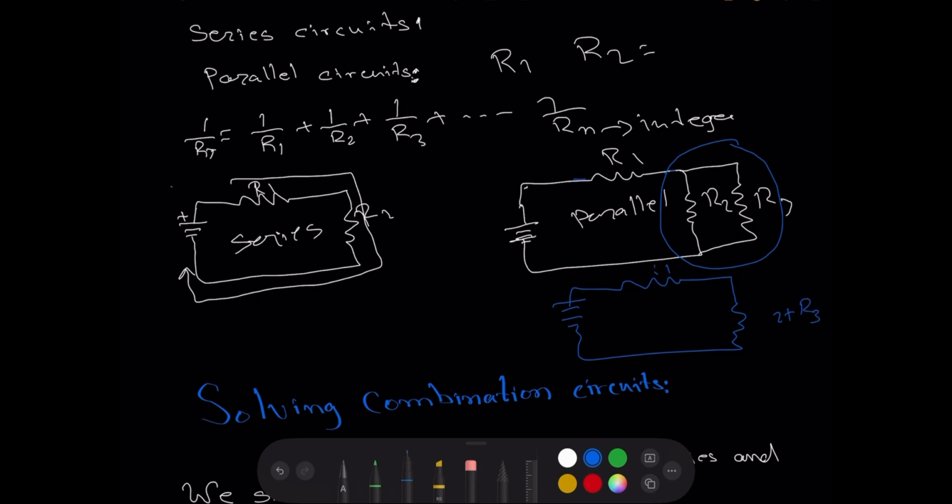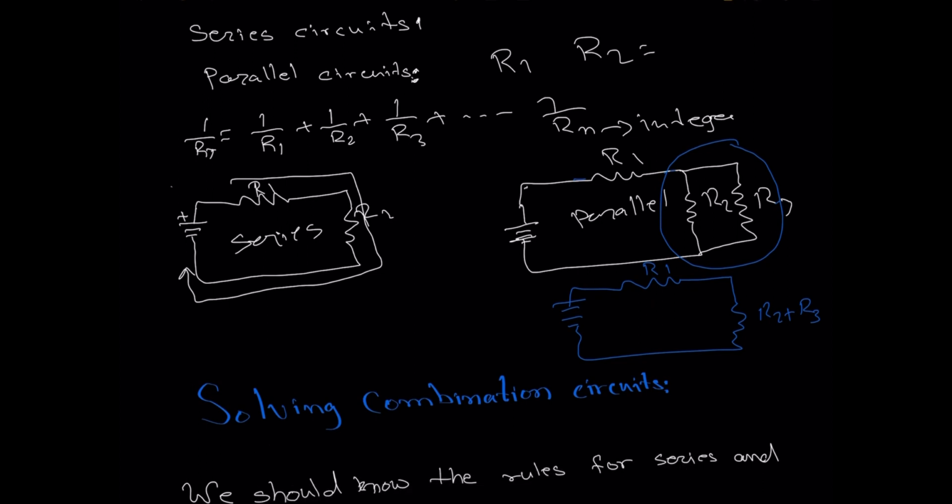Then we can solve this circuit in a series manner to find our current, the voltage, and everything else. So we start from the parallel part, simplify it, rewrite and redraw the circuit, and then go from there. We will see this in the next example. So let's move on to the example.